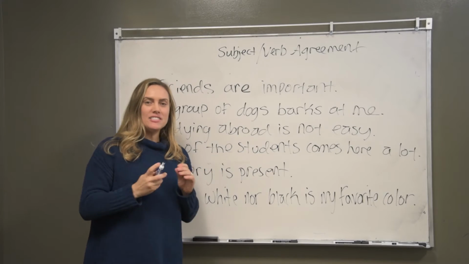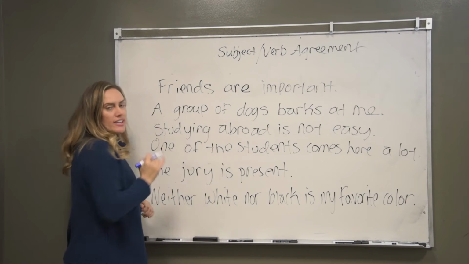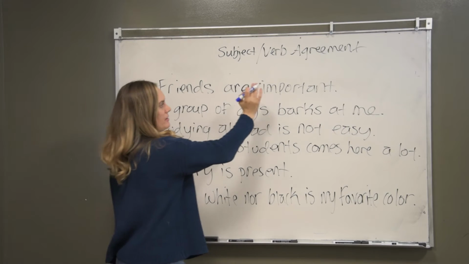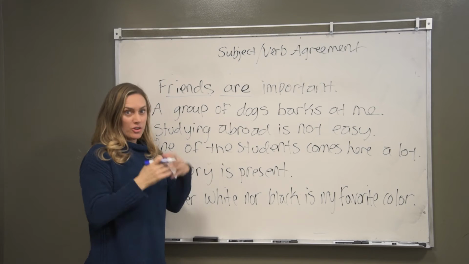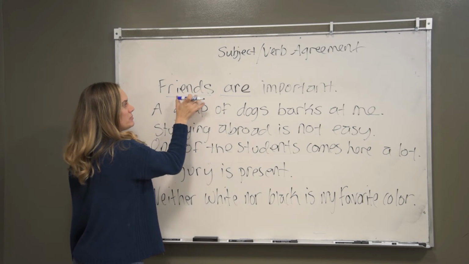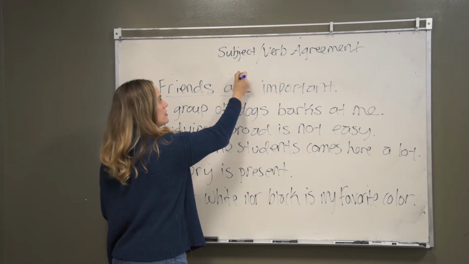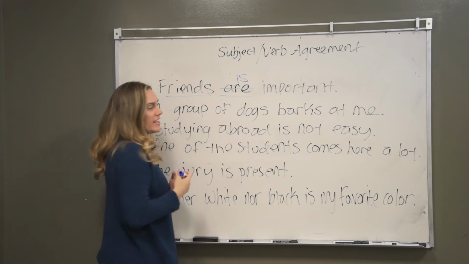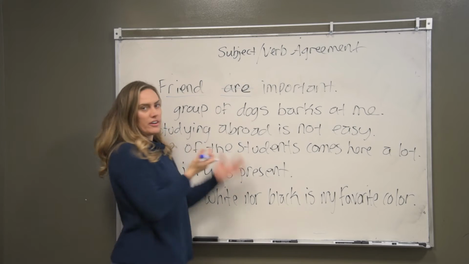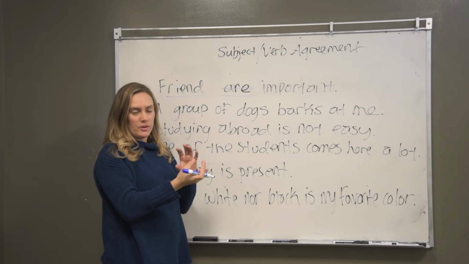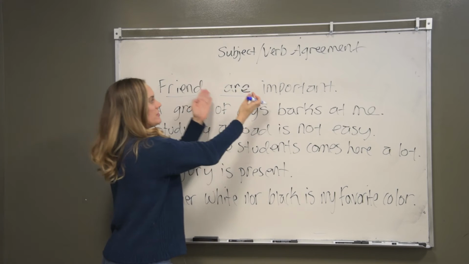Hi everyone, in this video we're going to talk about subject-verb agreement. So let's look at an example here. Friends are important. Here's the subject, here's the verb. They agree. That means that this plural subject needs to take this form of the verb. A lot of students will say "friends is important," or they'll say "friend are important," and those are subject-verb agreement problems. So we need to make sure that the subject and the verb agree.